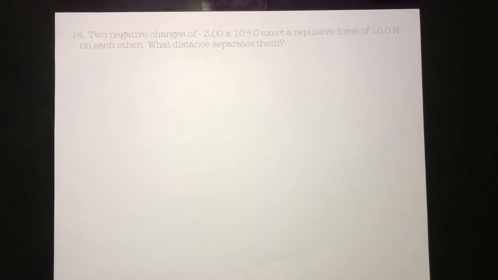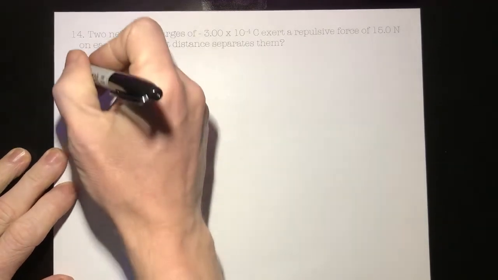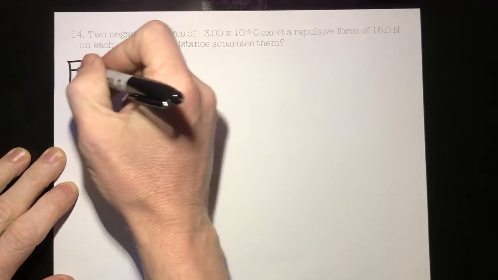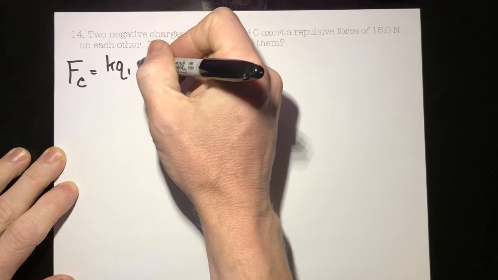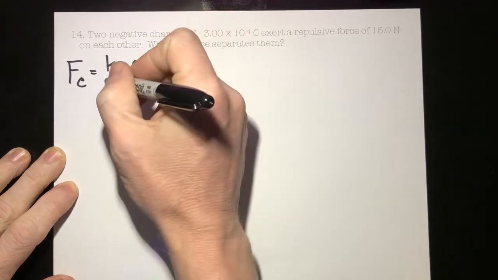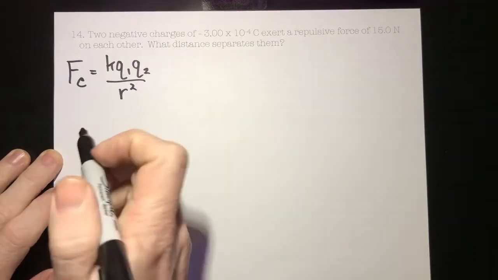Two negative charges of negative 3.00 times 10 to the negative 4 coulombs exert a repulsive force of 15 newtons on each other. What distance separates them? So to solve this, we're going to be using Coulomb's law, where the electrostatic force equals Coulomb's constant times charge 1 times charge 2 divided by the distance between the objects squared.